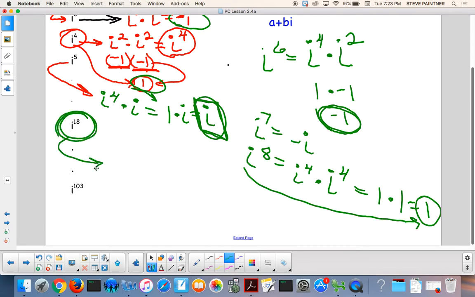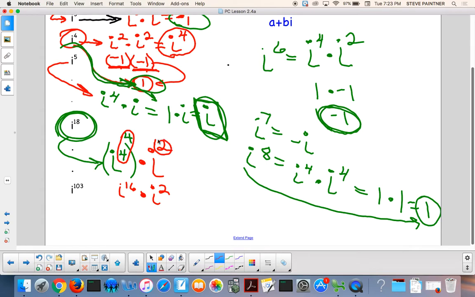i to the 18th. Well, I always go to i to the fourth. i to the fourth is 1. So i to the 18th would be a whole bunch of i to the fourths. So I take i to the fourth and raise it to a power like 4. Now, you got to remember, i to the fourth raised to the fourth is i to the 16th. So all I would need is 2 more i's to make 18. Basically, this is i to the 16th times i to the second, which makes i to the 18th.